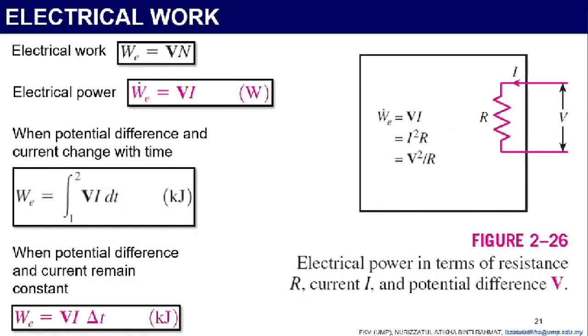Okay, let's continue. First, electrical work. I already summarized here some important equations for electrical work. The electrical work equation: W_E equal to V N. Electrical power, denoted with the capital letter W dot E, equal to V I. When potential difference and current change with time, we integrate to get W_E, and when potential difference and current remain constant, W_E equal to V I delta t. So current is I, potential difference is V.